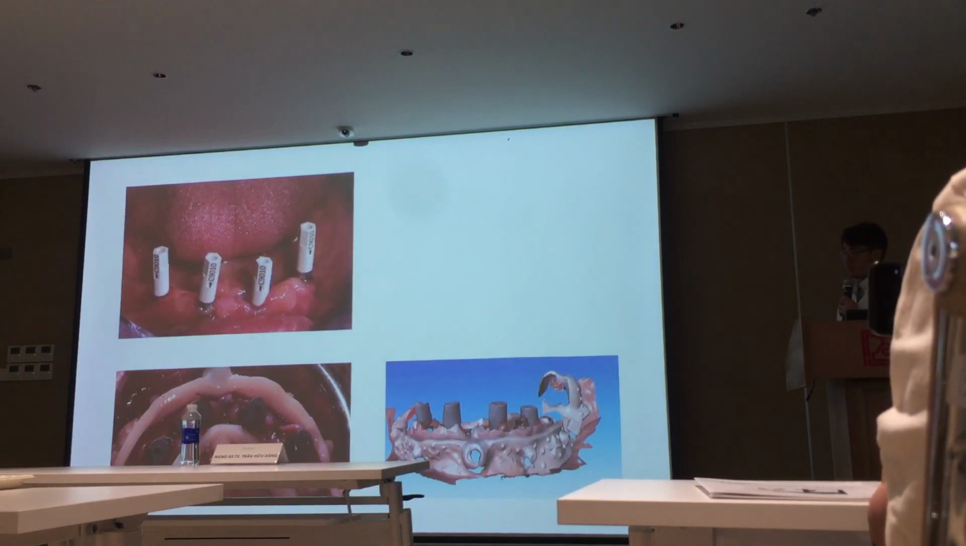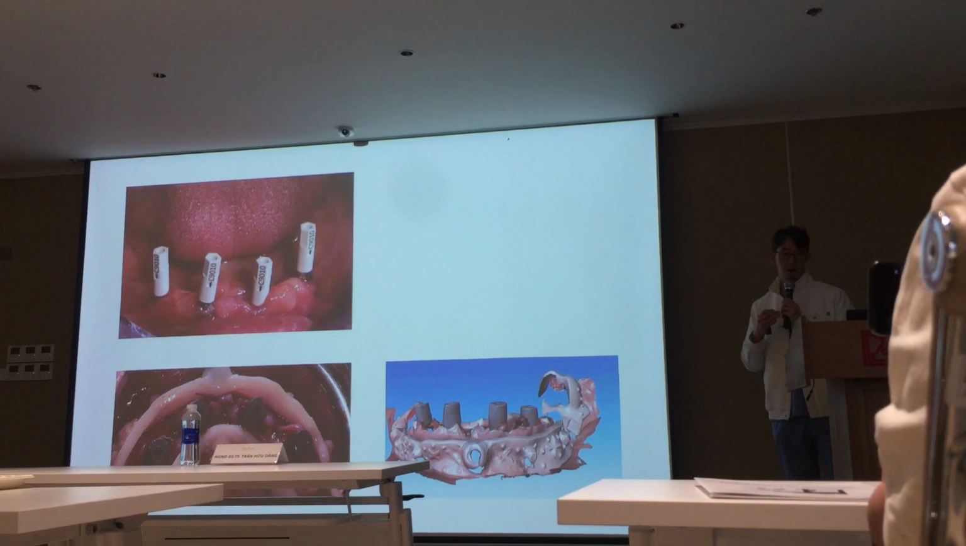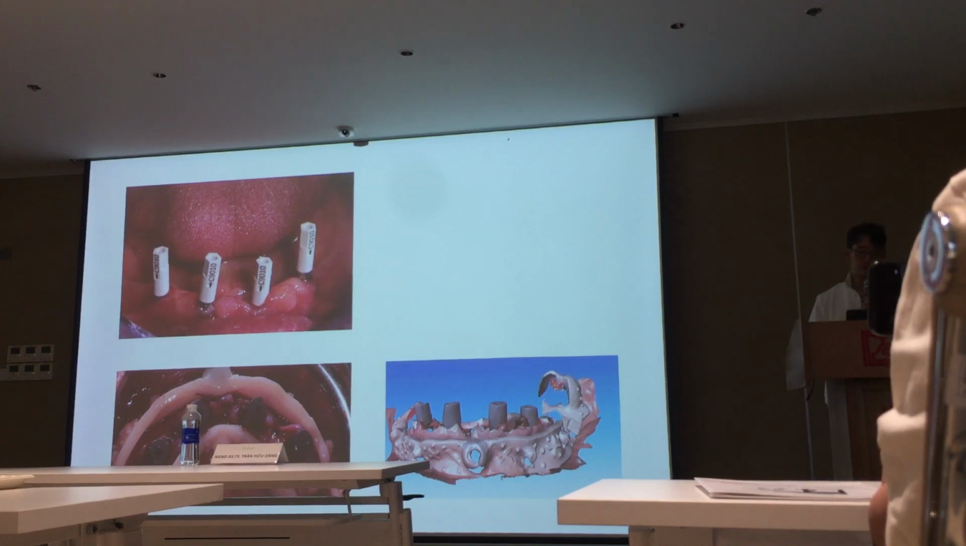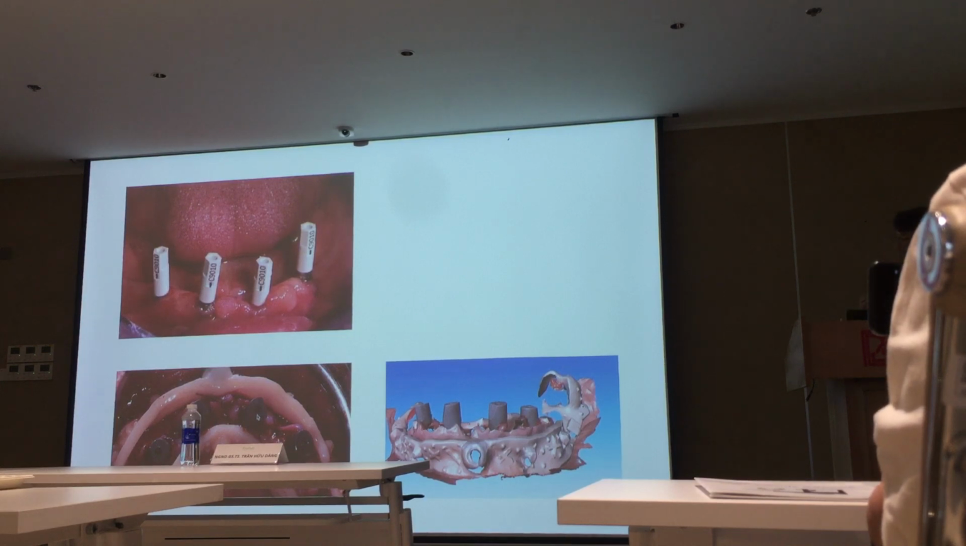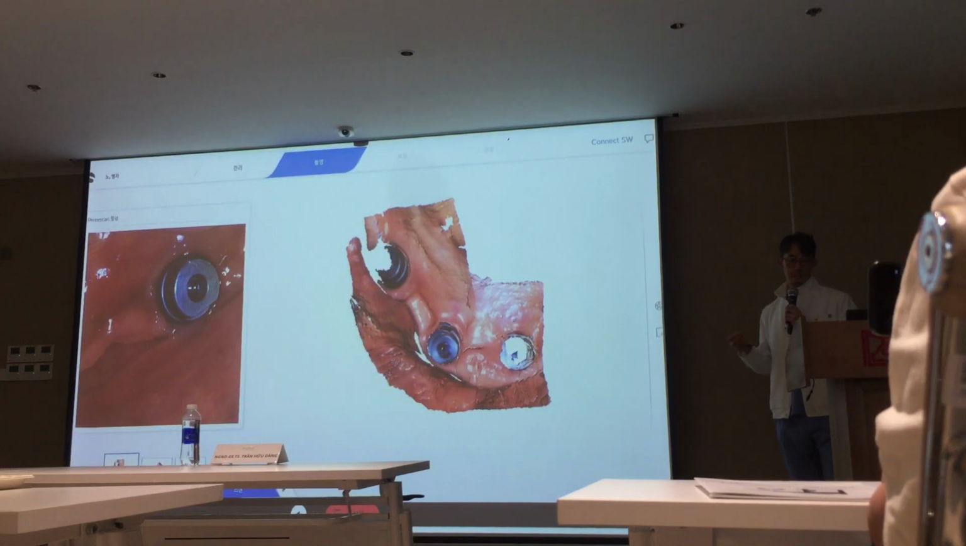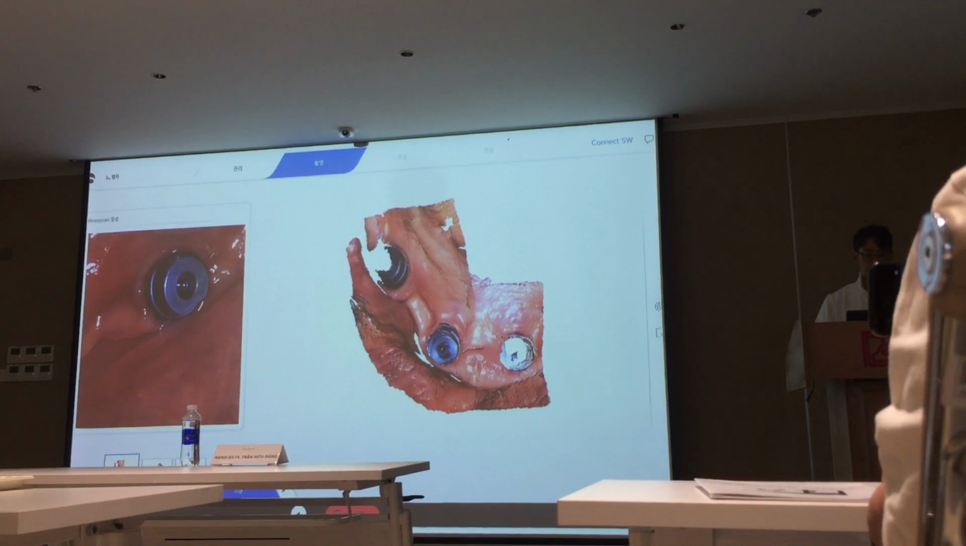However, the problem is the lower. It is very hard to scan the full arch case, especially in the lower edentulous cases. Because unlike the maxilla, the mandible has no reference points. The tissue is very mobile, and there's the tongue, the cheek, and a lot of saliva. So in this case, I'm trying to scan the lower implants.